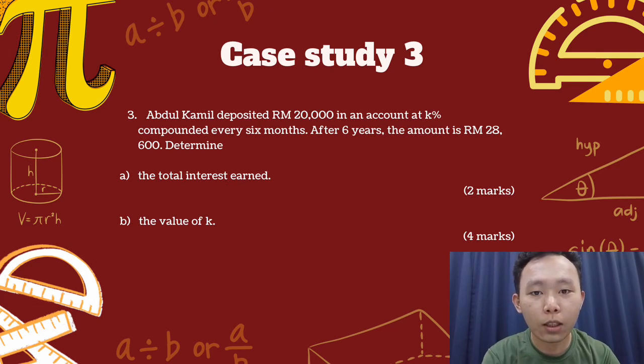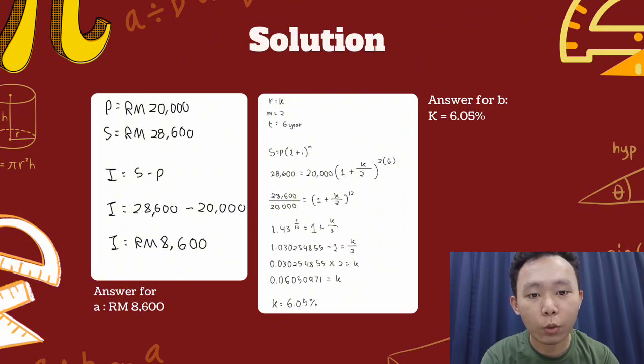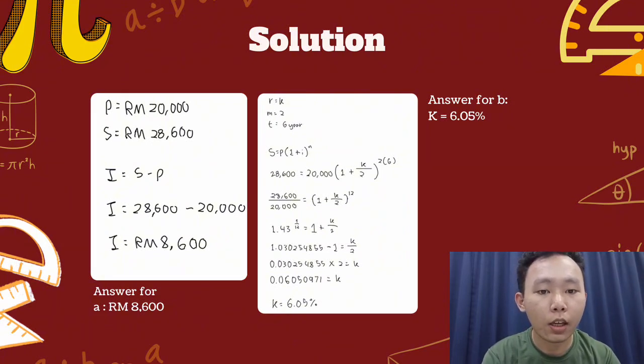Question 3. Abdul Kamil deposits 20,000 ringgit in an account at K% compounded every 6 months. After 6 years, the amount is 28,600 ringgit. A. Determine the total interest earned. First thing to do, identify the numbers in the question, which one is P for principal and S for total amount. Second, use the formula I equals S minus P, put in the numbers, calculate, and the answer is 8,600 ringgit.